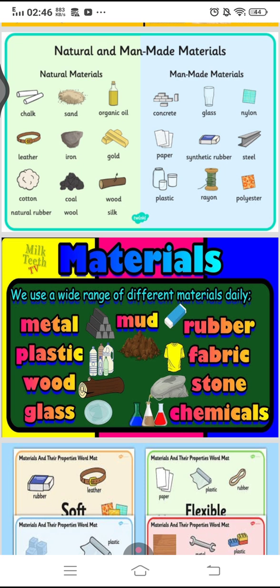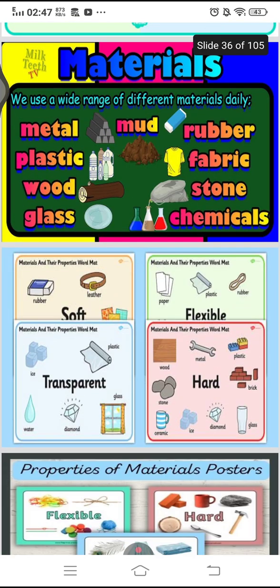We use a wide range of different materials in our daily life. For example, metals, plastic, wood, glass, mud, rubber, fabric, stone, and chemicals. Look at this picture. These are also known as materials, and some of the materials are natural, like metals, like logs, like mud, and like stone, and rubber. And some of the materials are human made. Plastic is human made, glass is human made, fabric is human made, chemicals are human made.